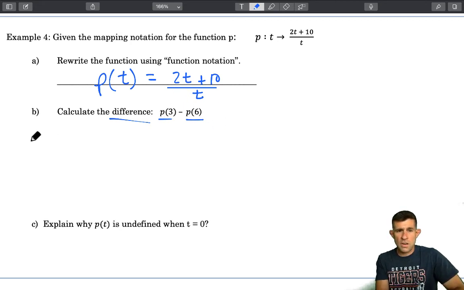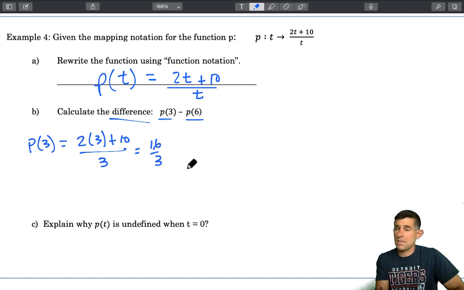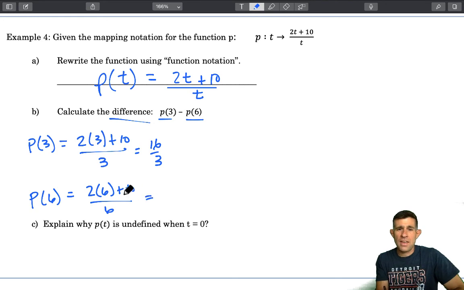So let's first start off with p of 3. We would get 2 times 3 plus 10 all over 3. That's going to be 16 all over 3, and we're just going to leave it as 16 thirds. Next up, we have p of 6. And that's going to be equal to 2 times 6 plus 10 all over 6. Now that gives us 12 plus 10, which is 22 sixths.